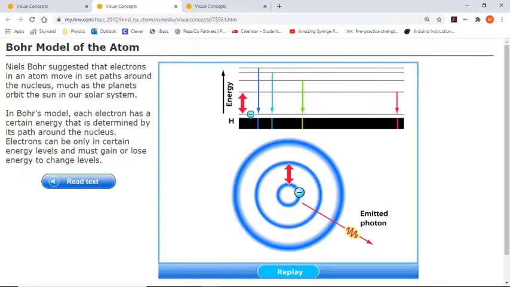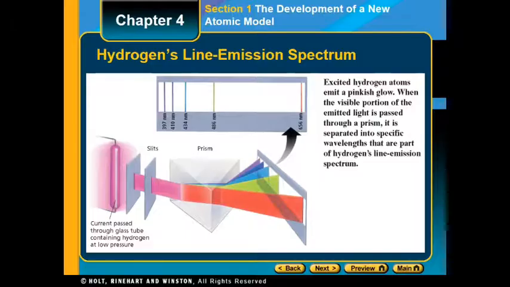Okay, so you did see hydrogen's line emission spectrum, and then it's showing you about electrons that get excited or de-excited, going back down to ground state, and looking at the Bohr model of the atom. This is going to be our fourth model of the atom that we're looking at. So I'm just backing up again to the picture for hydrogen. So we're specifically looking at hydrogen.